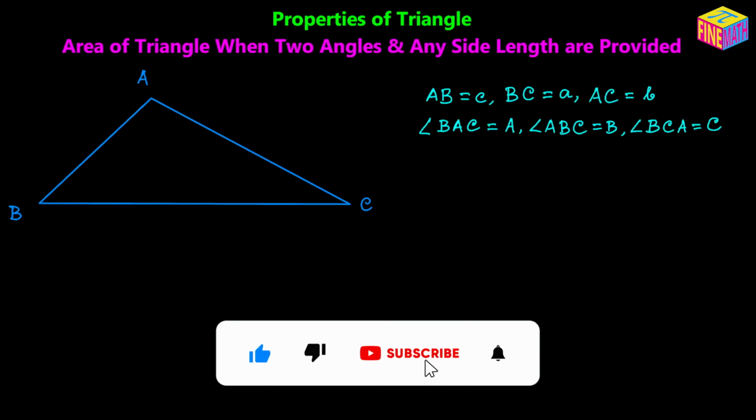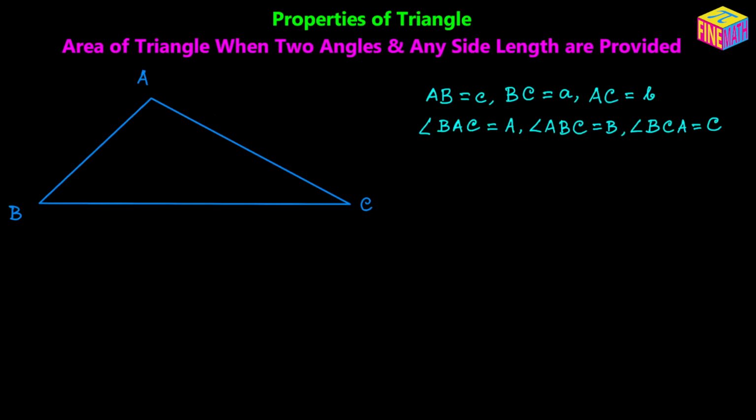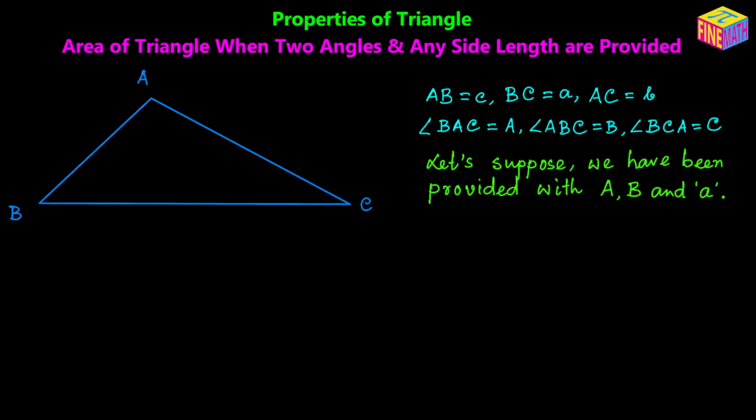by lowercase b units. And also the angle BAC, which is near the vertex A, is denoted by uppercase A, and angle ABC, which is near the vertex B, is denoted by uppercase B, and the angle BCA, which is near the vertex C, is denoted by uppercase C. Now let's suppose we have been provided with the two angles A and B and also the side length a. Now with this information we have to see how we can calculate the area of this triangle.